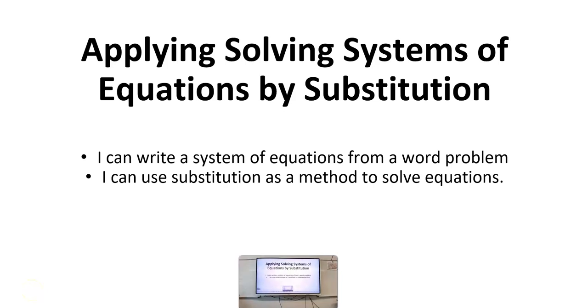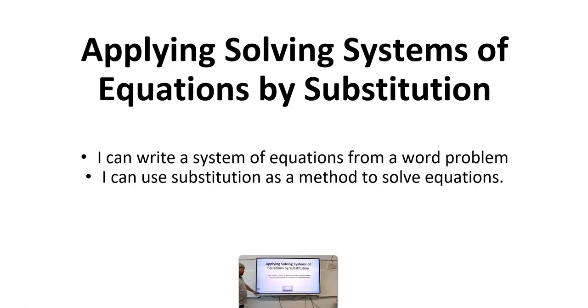All right, so now we know how to solve systems of equations by substitution. We're going to learn how we can apply these to some real life situations. So our two goals: I can write a system of equations from a word problem, and I can use substitution as a method to solve the equations.